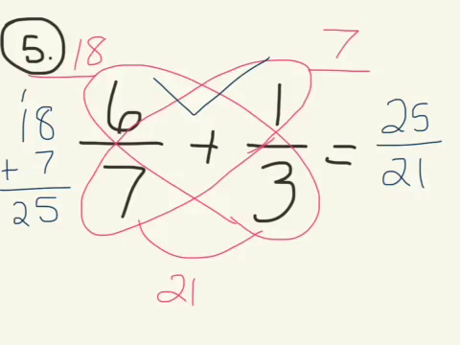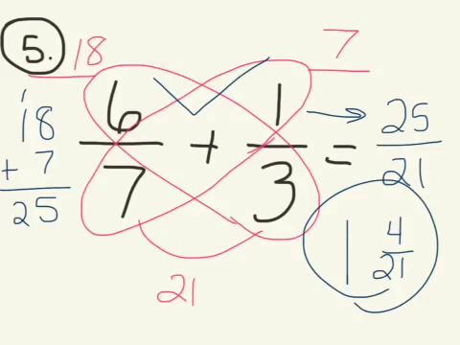Now, we talked about this in class. Since my numerator is larger, I need to do some changing of this improper fraction. Now, I know if I have 25, 21 makes a whole. That would leave me 1 with 21 as my denominator still. And how many would I have left over? Yes, 4. So I end up with 1 and 4/21. That's our first answer.